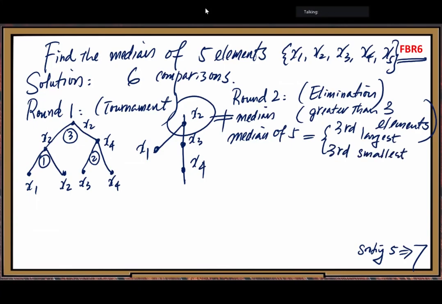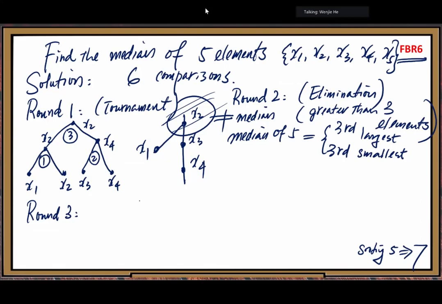One element that is greater than at least 3 elements cannot be the third smallest. That's simple, so eliminate it so that it is gone. All right, then let's do round 3. Round 3. What do we have so far?